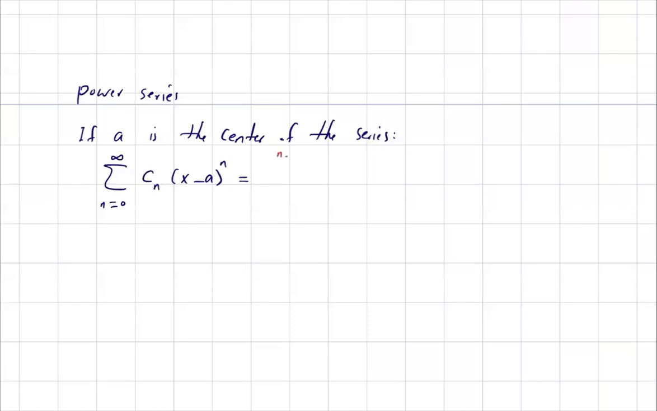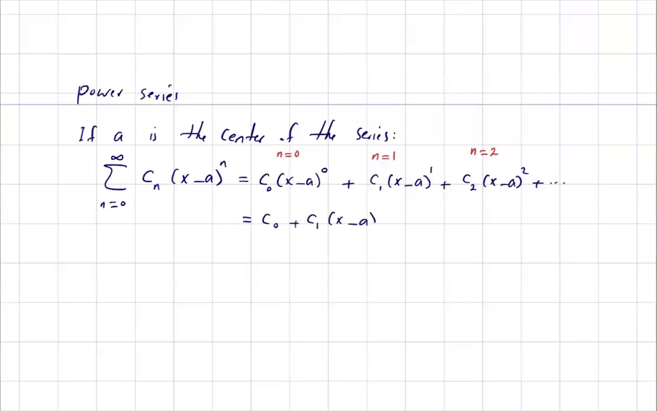We can write this in expanded form. When n is equal to 0, the very first term is c sub 0 times (x minus a) to the power 0. When n is equal to 1, you get the second term, which is c sub 1 times (x minus a) to the power 1. When n is equal to 2, you end up with c sub 2 times (x minus a) to the power 2, plus the rest of the terms. In simplified version, you have c sub 0 plus c sub 1 (x minus a) plus c sub 2 (x minus a) to the second power plus the rest of the terms.